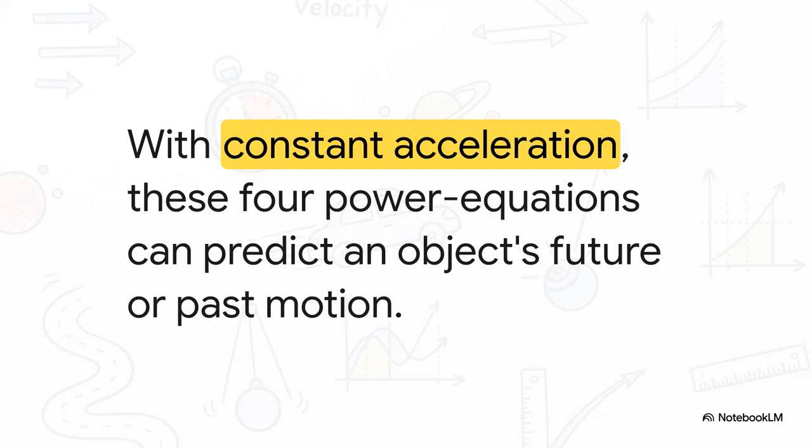These are the kinematic equations. Honestly, you should think of these as a physicist's secret toolkit. If you know just 3 little things about an object's motion, you can use one of these babies to find out everything else, where it's going, how fast it'll be going, you name it.